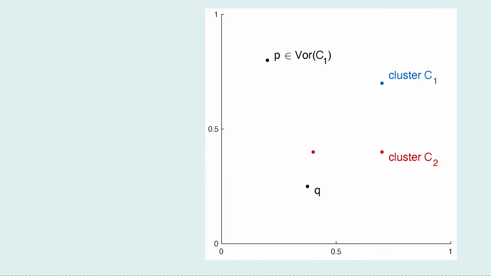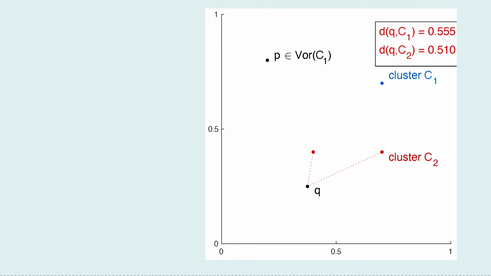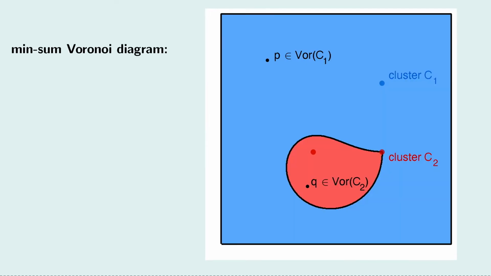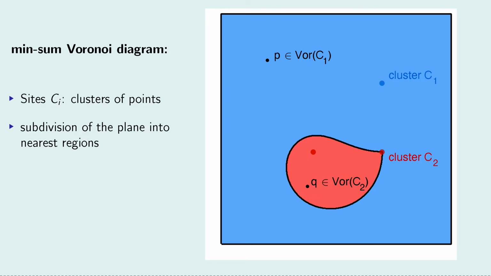We can repeat the same analysis with another point Q. This time, the distance from Q to C1 is bigger than the distance to C2, and therefore we say that Q lies in the Voronoi region of C2. If we classify every point in the plane according to whether it is closer to C1 or C2, we derive the min-sum Voronoi diagram. It is a subdivision of the plane into regions. The region of a cluster or site consists of all the points that are closer to that cluster than to any other cluster. A cluster and its Voronoi region are drawn with different shades of the same color.